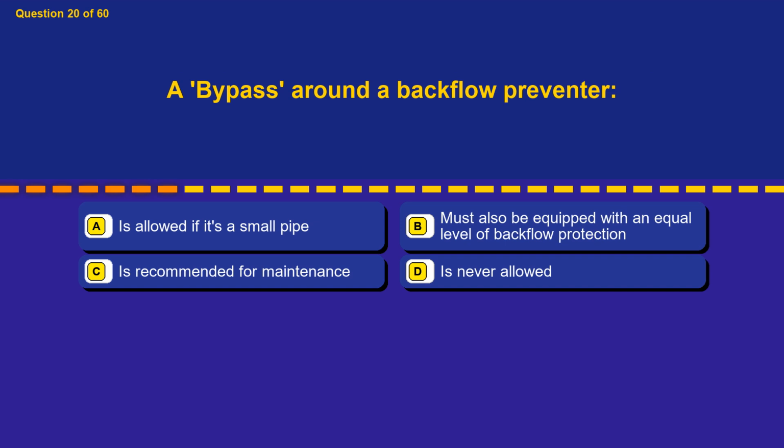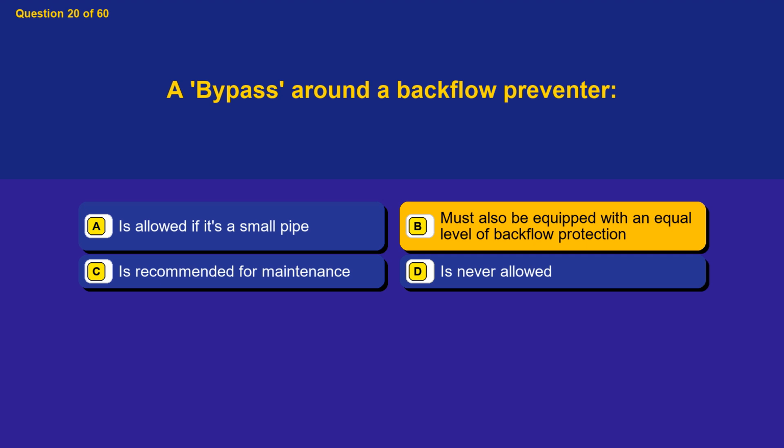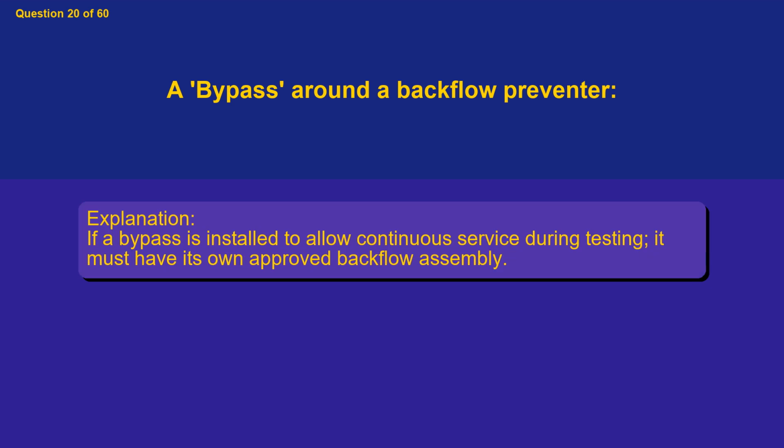Option A is allowed if it's a small pipe. Option B must also be equipped with an equal level of backflow protection. Option C is recommended for maintenance. Option D is never allowed. The correct answer is option B, must also be equipped with an equal level of backflow protection. If a bypass is installed to allow continuous service during testing, it must have its own approved backflow assembly.